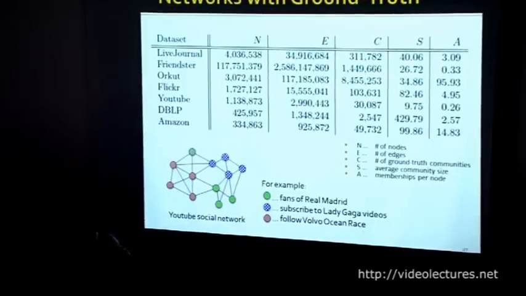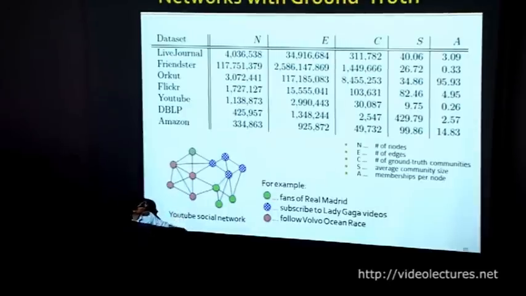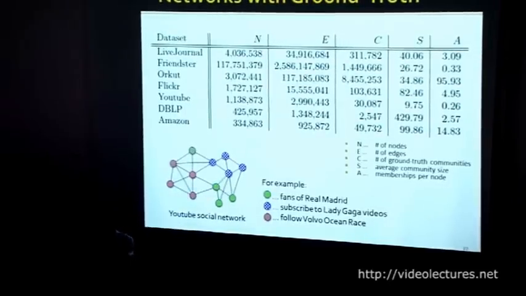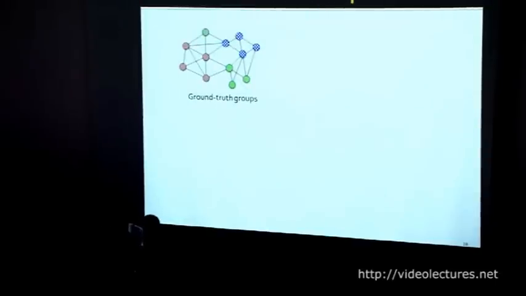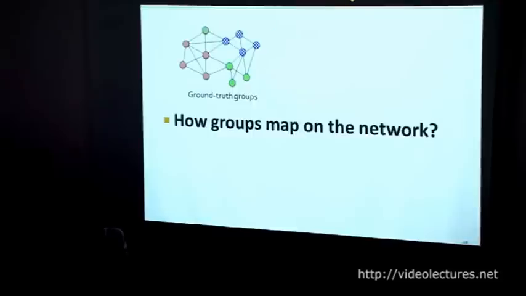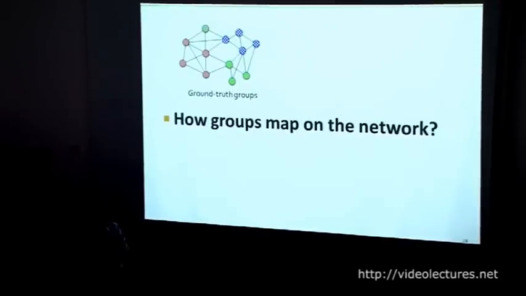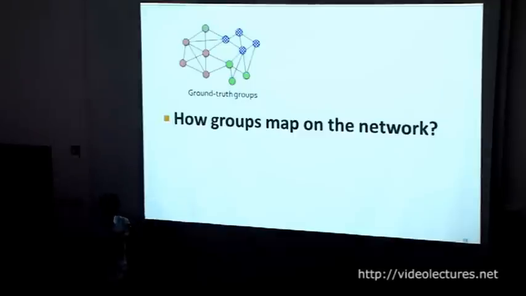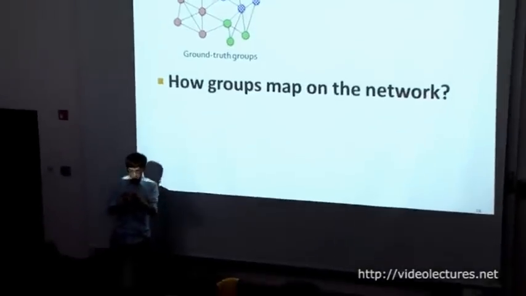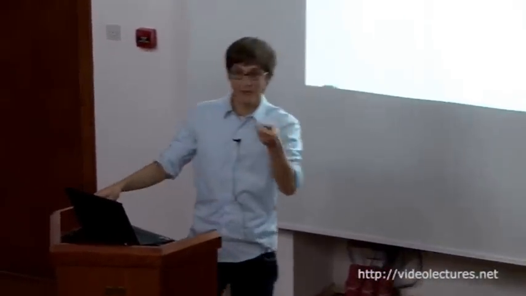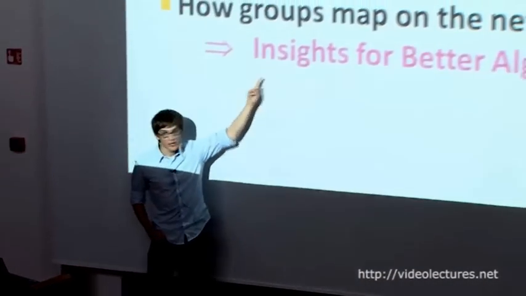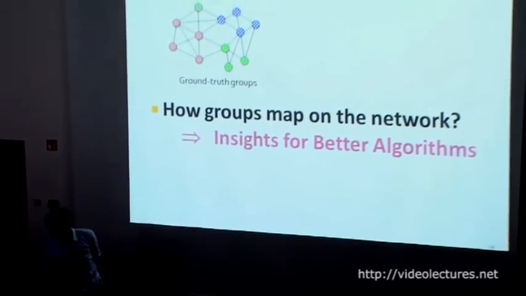Okay, but this is basically where we start. So what we have now is a network, and for every node, I know what group or cluster it belongs to. If I have this kind of data, what can I do? There are two important things that I can do now. The first thing is, before I was telling you a group is a set of nodes that has lots of connections between the members and few pointing outside. Now I can take these ground truth groups and ask, do they really have that property? Is this really the property that I should be looking for in my networks if I want to identify these clusters? So I can empirically study how these groups map on top of the network, and this will give me insights on how to design better community detection algorithms.